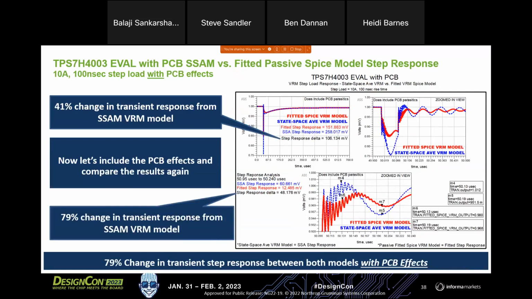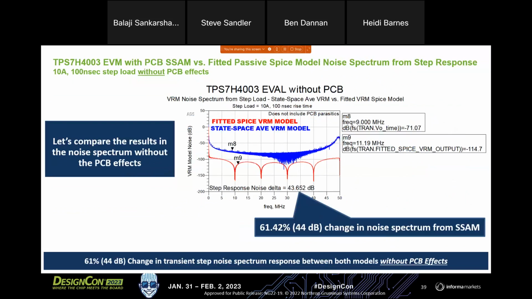Okay, but you're probably thinking, Ben, you said noise, right? You said energy. So how do I really equate that? Well, because we're doing this in a tool that allows us to do this sort of analysis, we can plot the noise spectrum and look at that with that same step load response. And here we did that. We plotted the noise spectrum with that step load for both of those models. And you can see here, we're seeing a 44 dB difference in the noise spectrum between these two models.